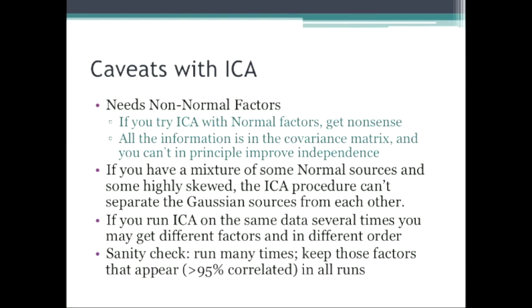Again, this is a method that is sort of iterative. If you run ICA on the same data set several times, you may get several different factors and in a different order. So as a sanity check, run it several times, like NMF, and keep those factors that appear in all the runs, meaning that you can find something that's at least 95% correlated in all the runs.